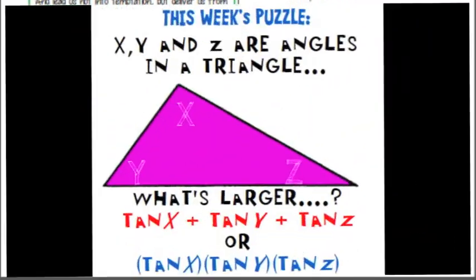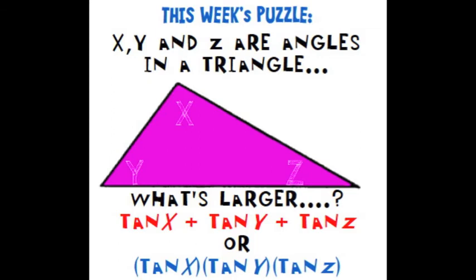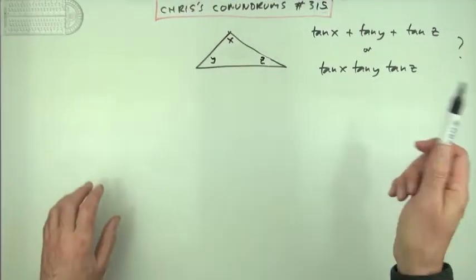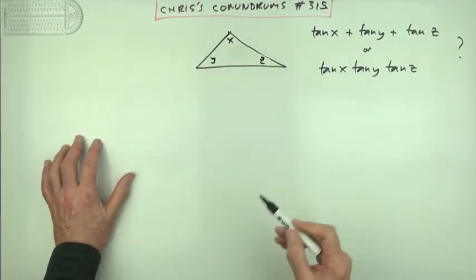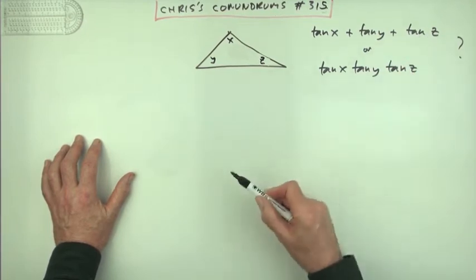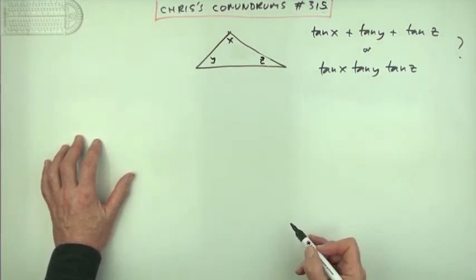Here it is. This week's puzzle. X, Y and Z are angles in a triangle. So they are, standard triangle there. What's larger? Tan X plus tan Y plus tan Z, or the product of them, tan X times tan Y times tan Z. So here we are then. There's the triangle. So which is bigger? Is it the sum of the tangents, or is it the product of the tangents?